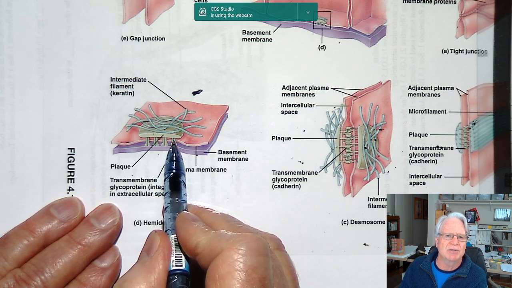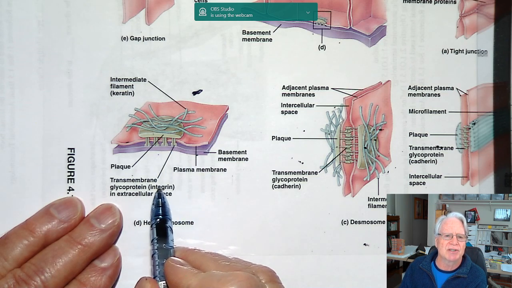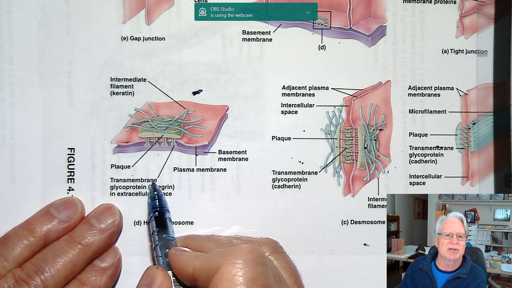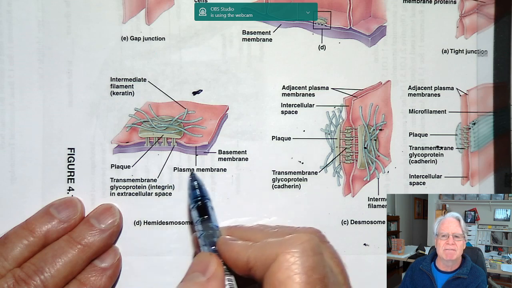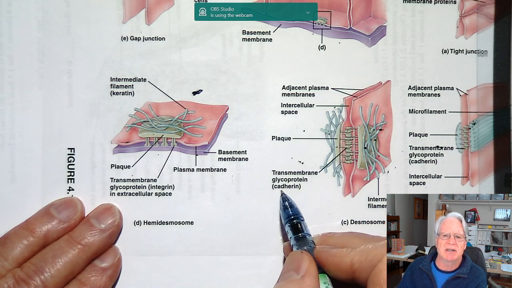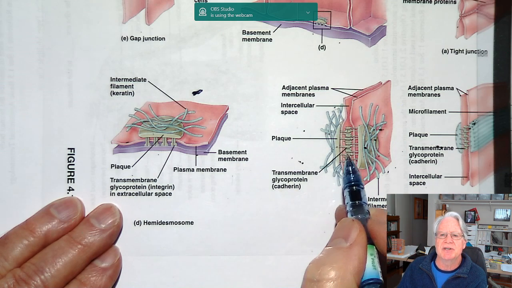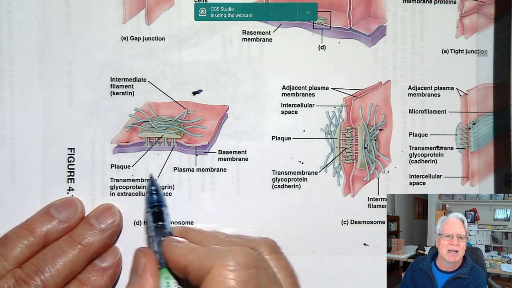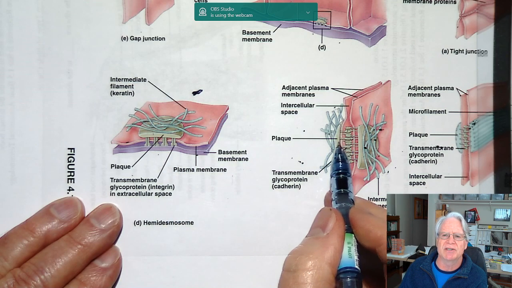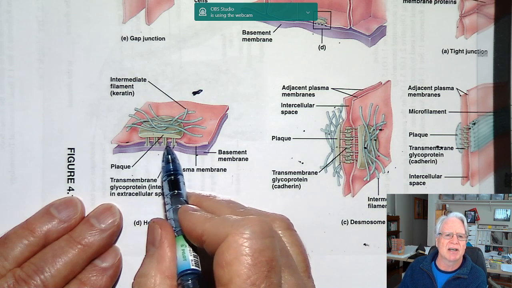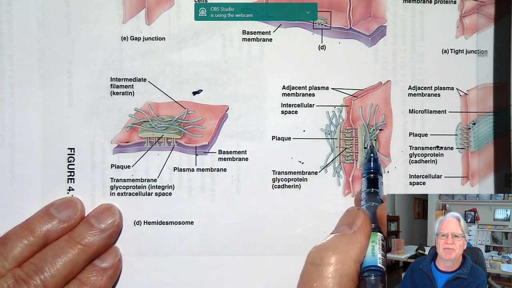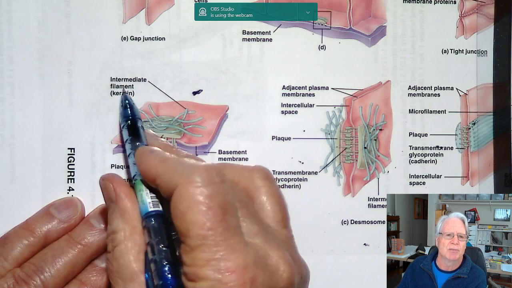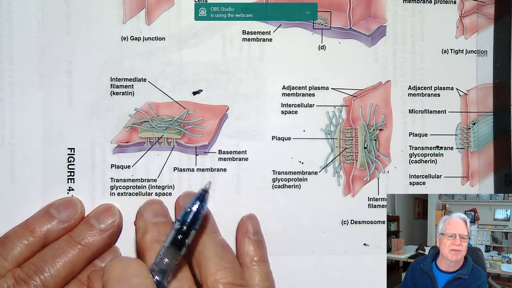And notice that the protein is actually different. This is called integrin. That's the type of protein, this transmembrane protein, a glycoprotein. And over here, it's cadherin, which is a different type of protein. So the connecting protein is slightly different, and instead of connecting one cell to another cell, we're connecting the cell to the basement membrane. But the basic structure is the same in terms of having this reinforcing, bracing material, these intermediate filaments.